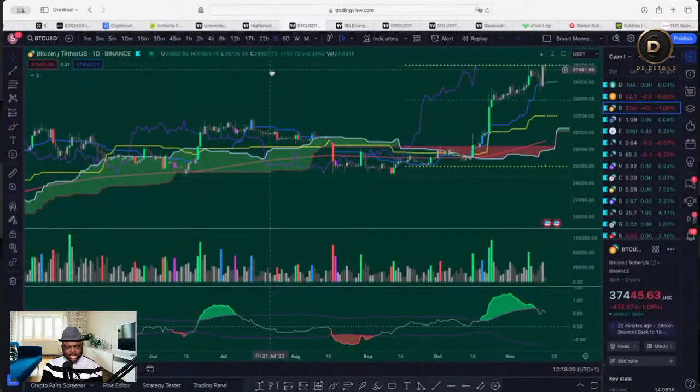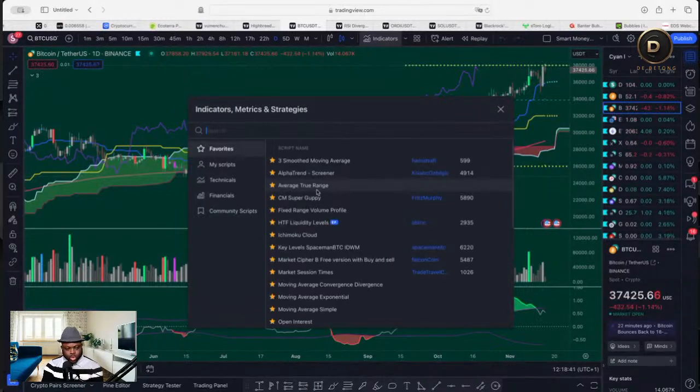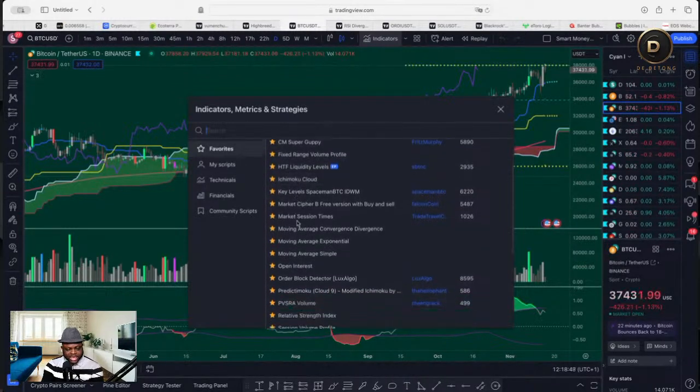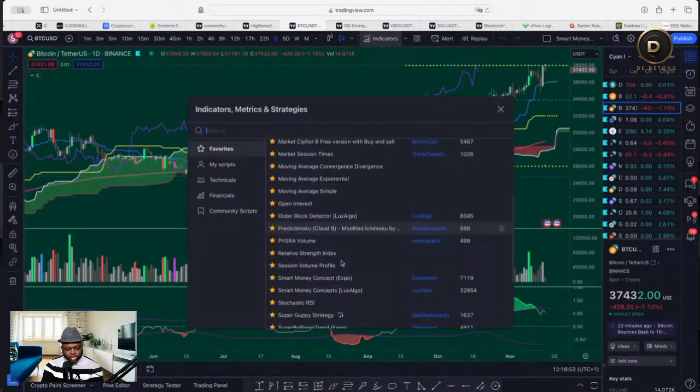This is called Predictichimoku. Let me go to my indicator so I can show you what the name of this is. Predictichimoku is similar to Ichimoku. You can see I have the Ichimoku cloud here, but this one is not Ichimoku, it's Predictichimoku. So you can just go and search for Predictichimoku. It's a difficult name to pronounce, but this is the one that I have here.